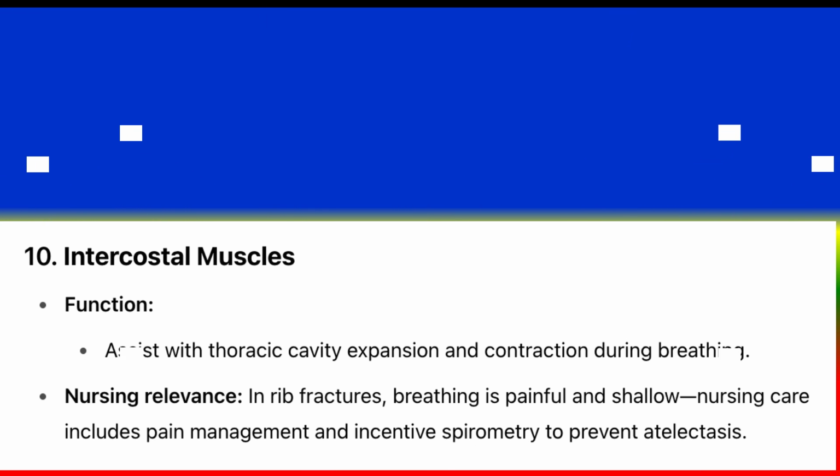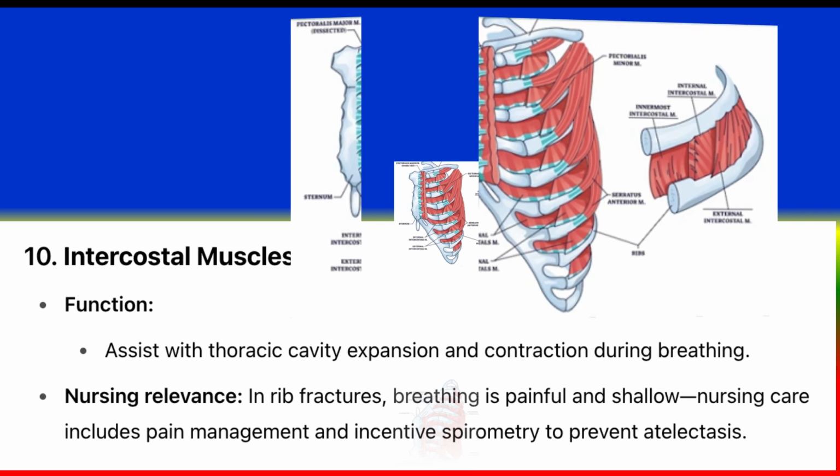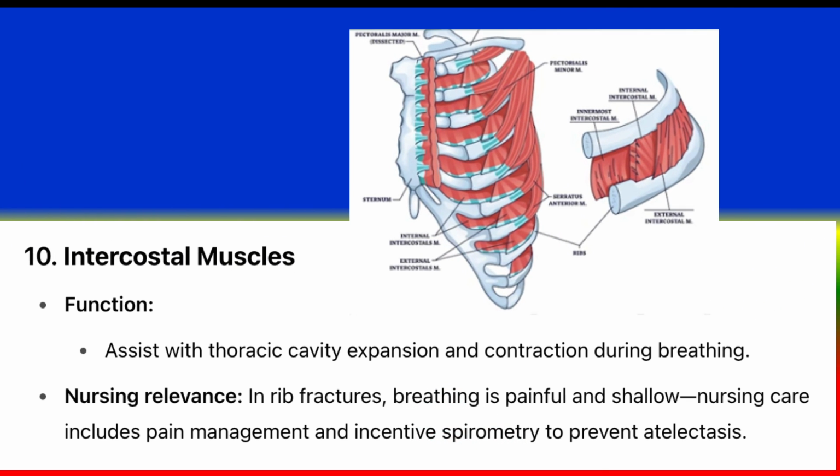10. Intercostal muscles. Function: assist with thoracic cavity expansion and contraction during breathing. Nursing relevance: in rib fractures, breathing is painful and shallow. Nursing care includes pain management and incentive spirometry to prevent atelectasis.